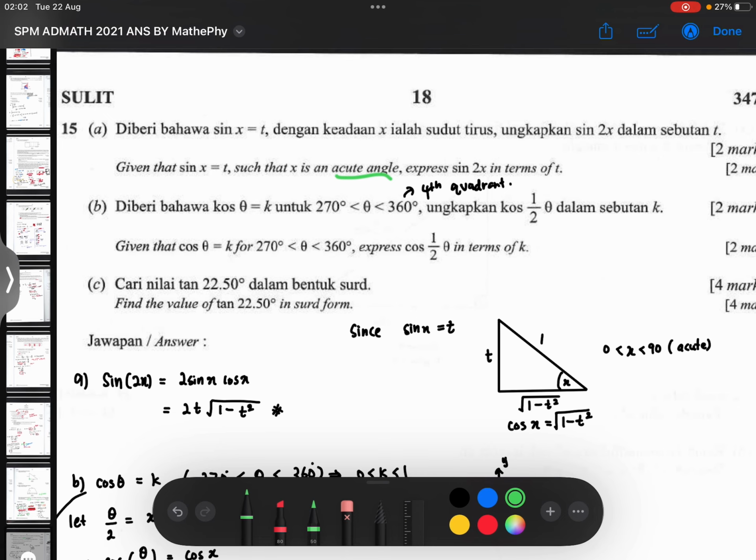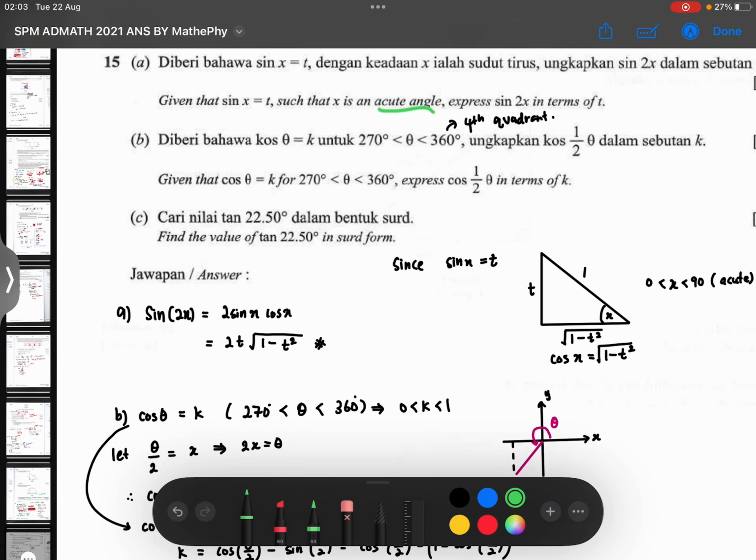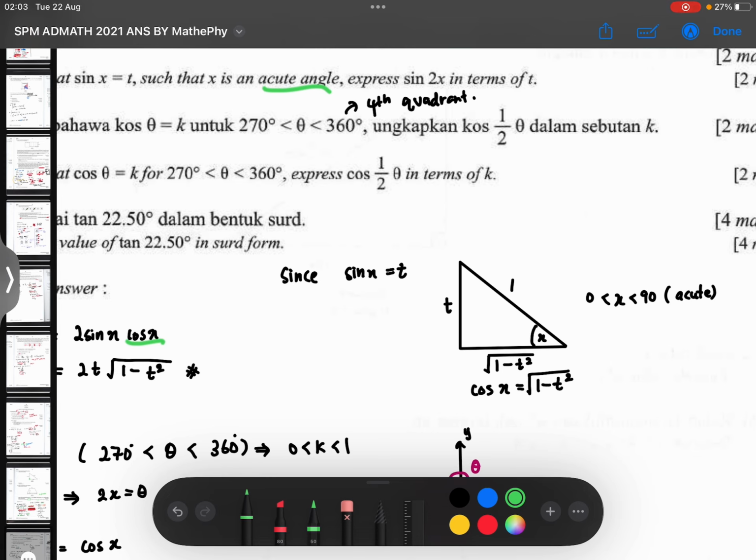Express sin 2x in terms of t. First I evaluate sin 2x. Using the double angle formula, you get 2 sin x cos x. Because I know sin x is t, I want to find cos x because I don't have any information about cos x. So I use our favorite right angle triangle. Because the angle is x, sin x is t, so sin x equals t over 1, opposite over hypotenuse. So opposite is t, hypotenuse is 1. So the adjacent is root of 1 minus t squared.